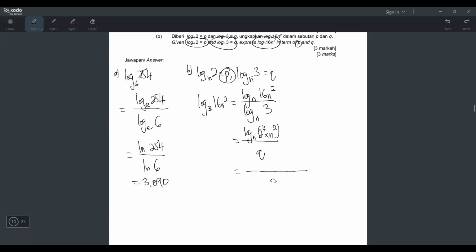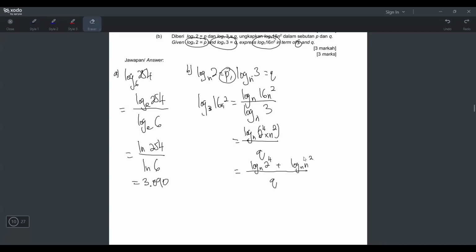So the correct way is to separate this thing first, because now everything is mixed up together. So what I want is to separate them. I have to break it up first. So how to break this? A single log of a product, you can break into separate logs with a plus. So it becomes log n 2 power 4 plus log n n power 2.